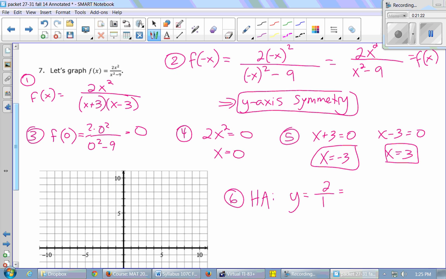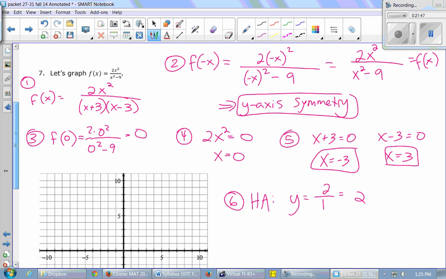So the coefficient on the highest power of x, the coefficient on x squared in my numerator is a 2. The coefficient on x squared in the denominator is a 1. There's nothing there. You can just assume it's a 1. So my horizontal asymptote is at y equals 2 over 1 or y equals 2. That's the general rule when your degrees are equal.